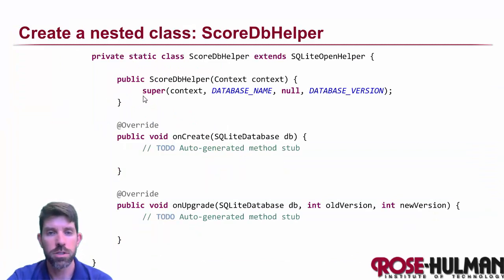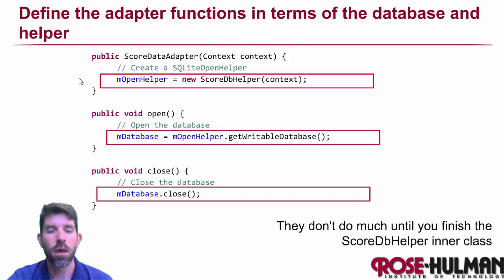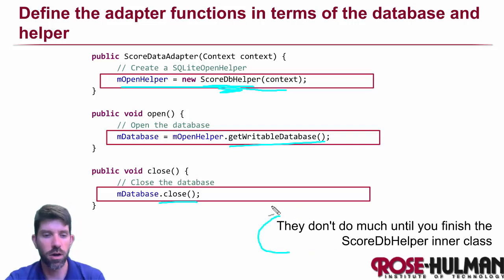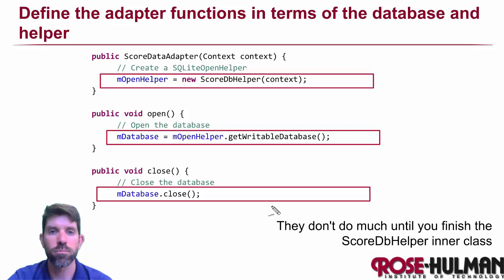Going back here, so we've stubbed those guys in. We defined our adapter functions here, so we're kind of relying upon this ScoreDbHelper that we haven't really filled in all the guts of. That's okay. We're going to need to do a little bit more before we can fill out the guts. So we open it by getting a writable database, and we close it. No big deal. Certainly, we have work to do on the inner class to make that happen.